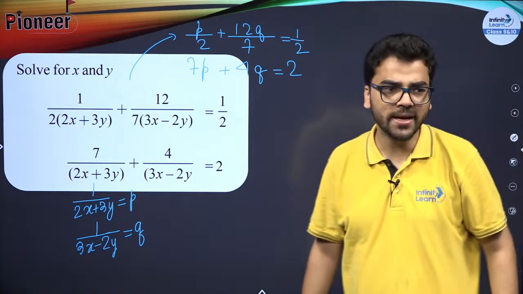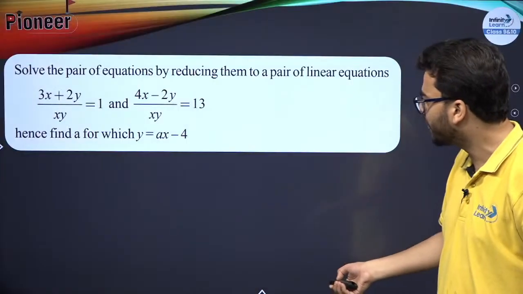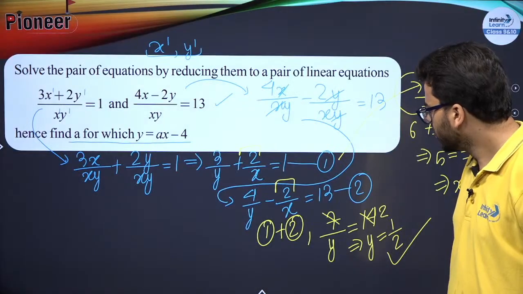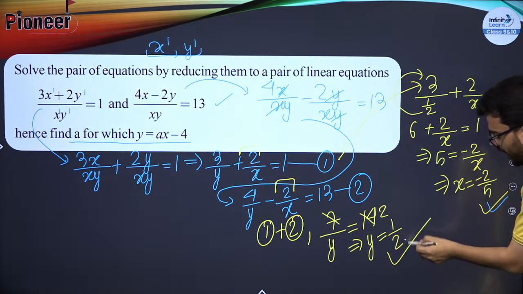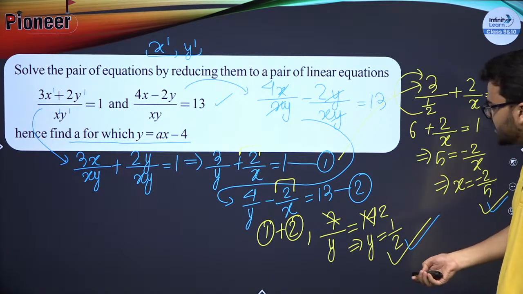A is equal to minus 45 by 4. Are you talking about the last question? Oh my god, yeah. One more question was there, yeah. I had forgotten that. So yeah, we have got x is equal to minus 2 by 5 over here, and y is equal to 1 by 2.